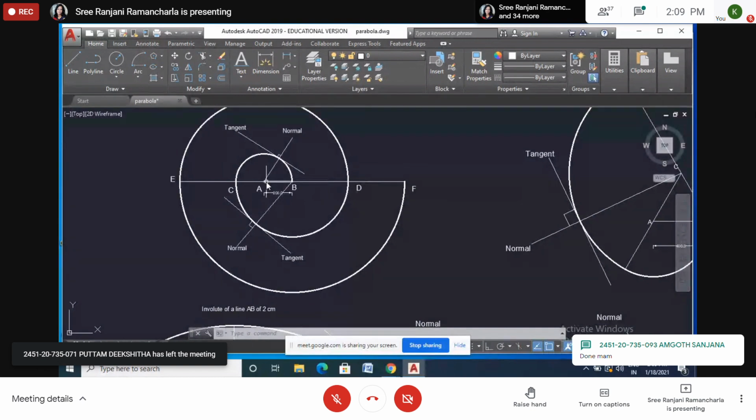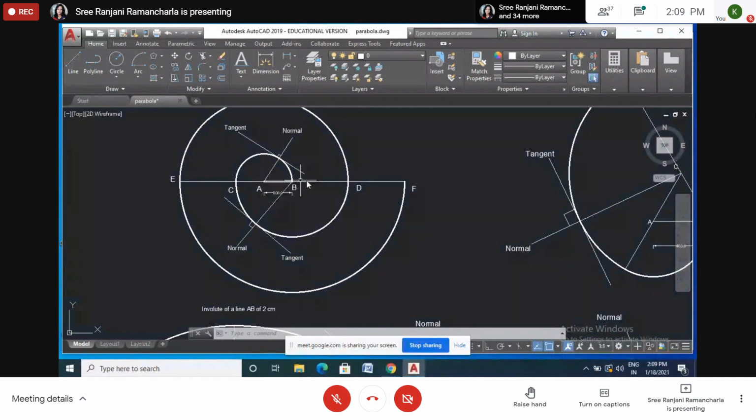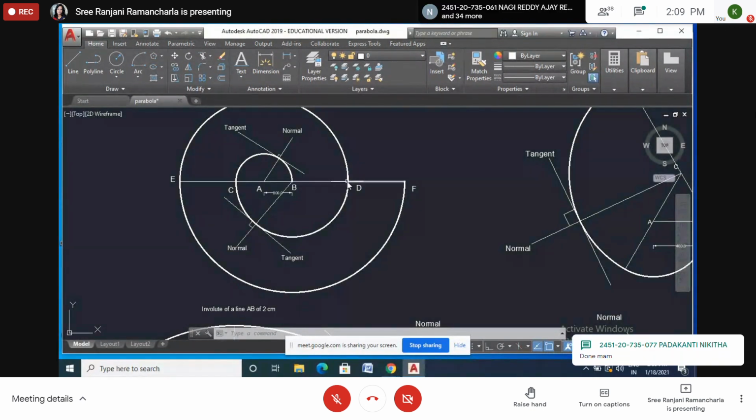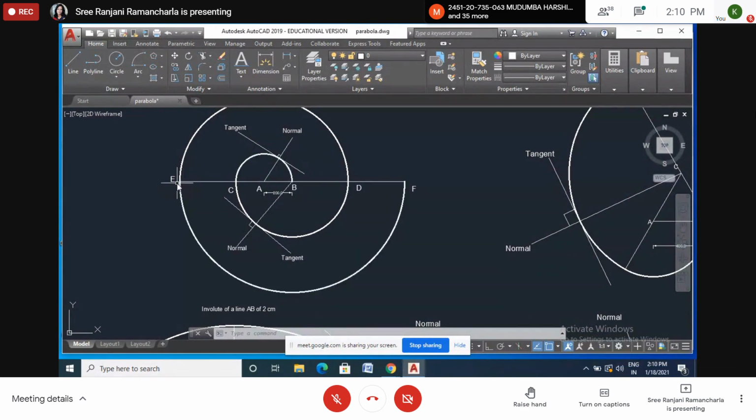Now again, A as a center, AD as a radius, draw one more curve. Okay. Now again B as a center, BE as a radius, draw one more curve. So this becomes the involute of a line AB. Okay. So you also draw, take AB length as 1 centimeter or 2 centimeters and draw like this.